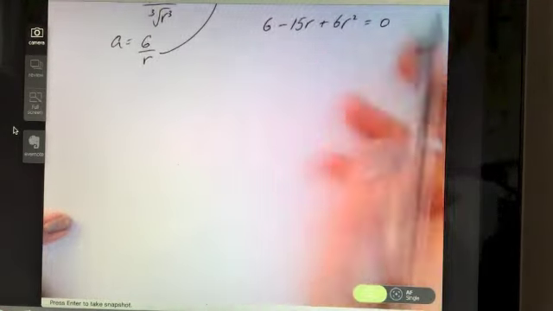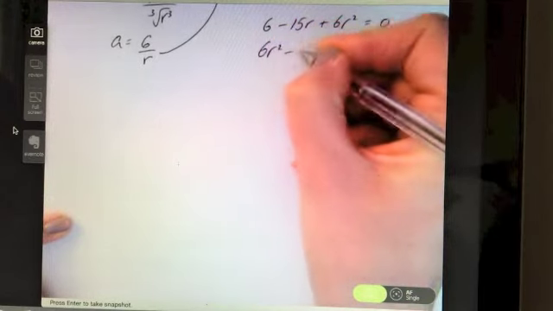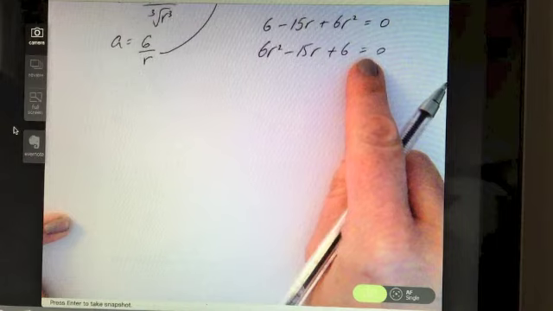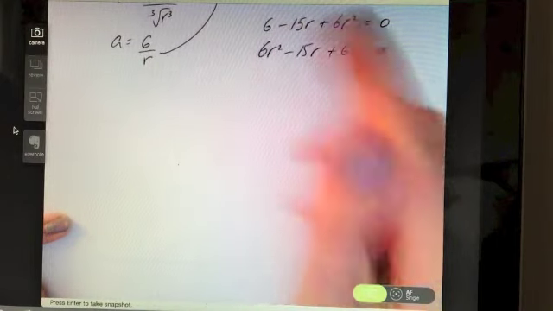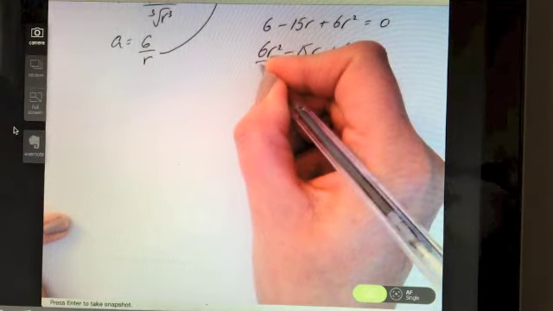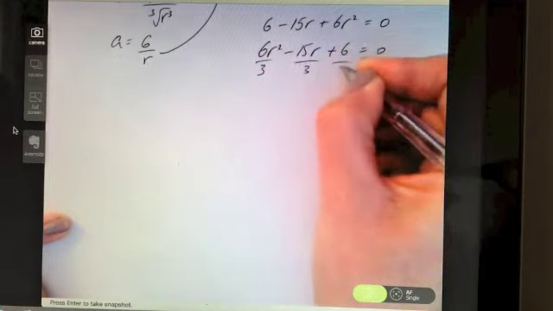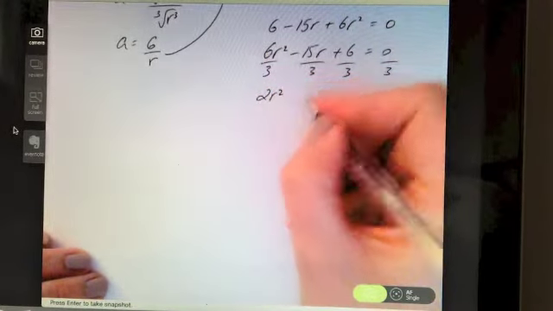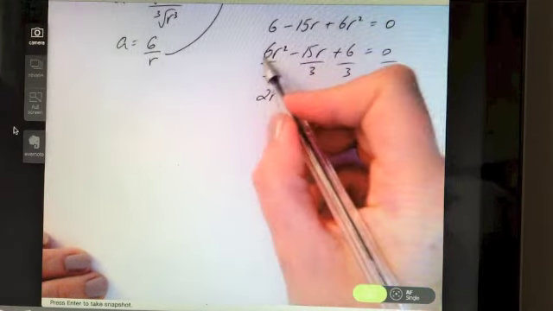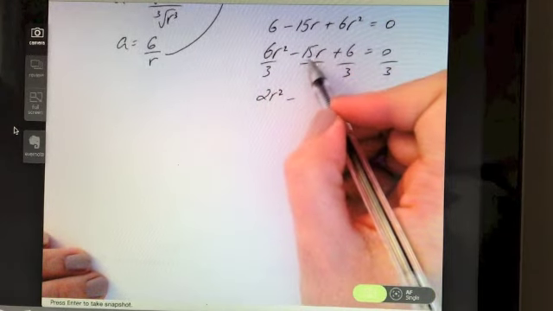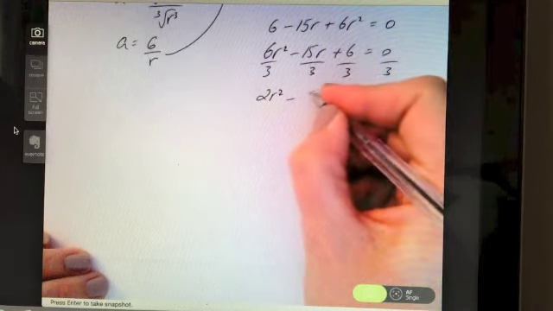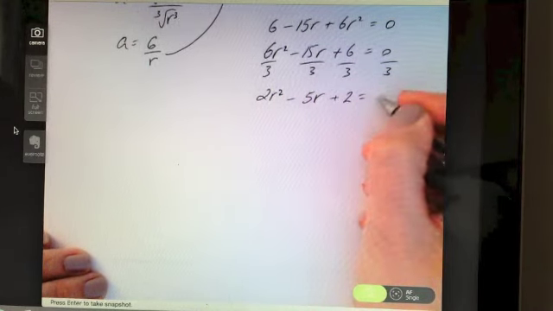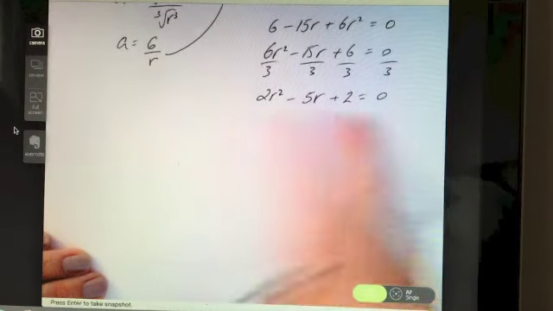Okay, so the first thing I'm going to do, if I just rewrite it in this form, the way I would normally have a quadratic, straight away I can spot that I can divide everything by 3. And by dividing everything by 3, I'm going to simplify the quadratic. So 6r squared divided by 3 is 2r squared, minus 15r divided by 3 is minus 5r, and 6 divided by 3 is 2. 0 divided by 3, of course, is 0. So now that's going to be much easier to deal with.